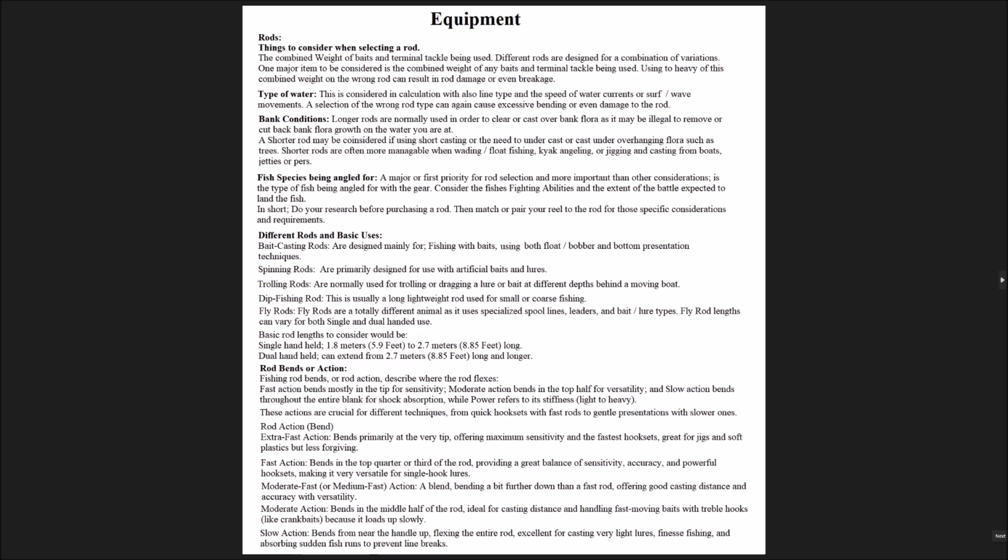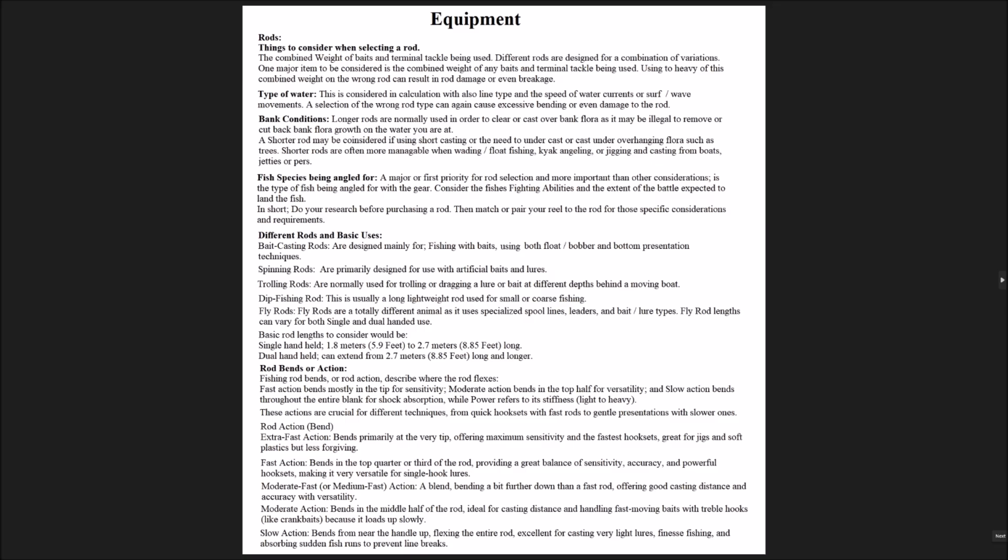A shorter rod may be considered if using short casting or the need to undercast or cast under overhanging flora such as trees. Shorter rods are often more manageable when wading, float fishing, kayak angling, or jigging and casting from boats, jetties, or piers.